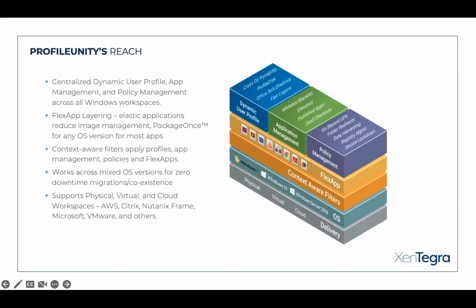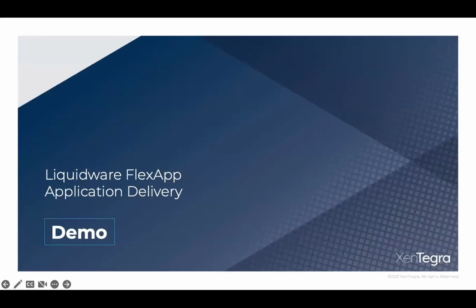Again, this solution works across mixed OS environments, enables seamless migration, and it supports physical, virtual, and cloud-based workspaces. Your Citrix, VMware, Microsoft, AWS, Nutanix, Frame. If you have any or all of these, Profile Unity with FlexApp works across the whole entire stack. So with that, I'm going to turn it over to Johnny. He's going to walk you through our demo, what the console looks like, and what the process looks like as far as creating and deploying an application. Johnny, we'll stop sharing and turn it over to you.